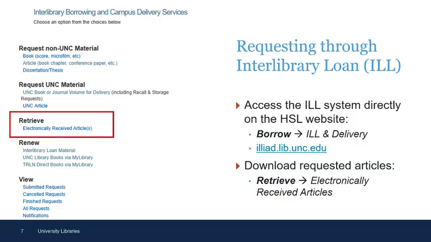If you want to request something without looking it up in the database first, you can access the ILL system on the HSL website under Borrow and then Interlibrary Loan and Delivery, or at iliad.lib.unc.edu. When your request is ready for you, you will get an email that the article or chapter is ready to download. You can use the link in the email to log back into our system and download the article under the Electronically Received Articles tab in the menu.